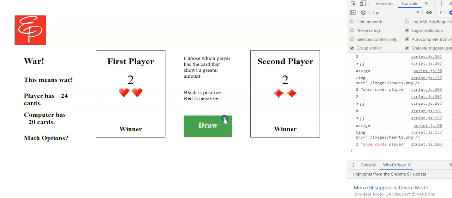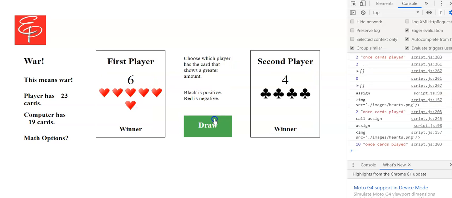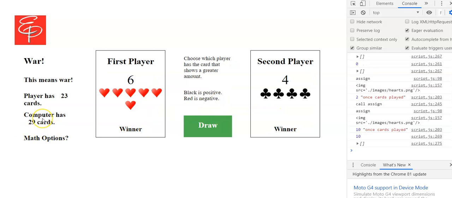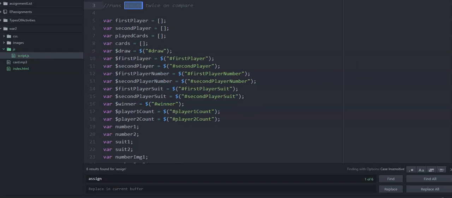Okay, let's get the next one wrong. Oh, that's a tie. And let's get this one wrong. Okay, so the computer got those cards. Alright, so let's look at what I did to the code.